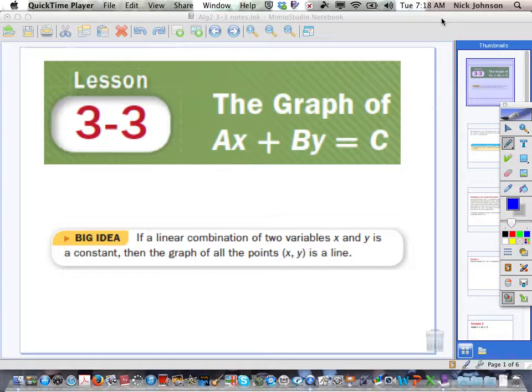3-3, the graph of ax plus by is equal to c. The big idea is if a linear combination of two variables, x and y, is a constant, then the graph of all the points, x comma y, is a line. So we're going to show you how to graph these.